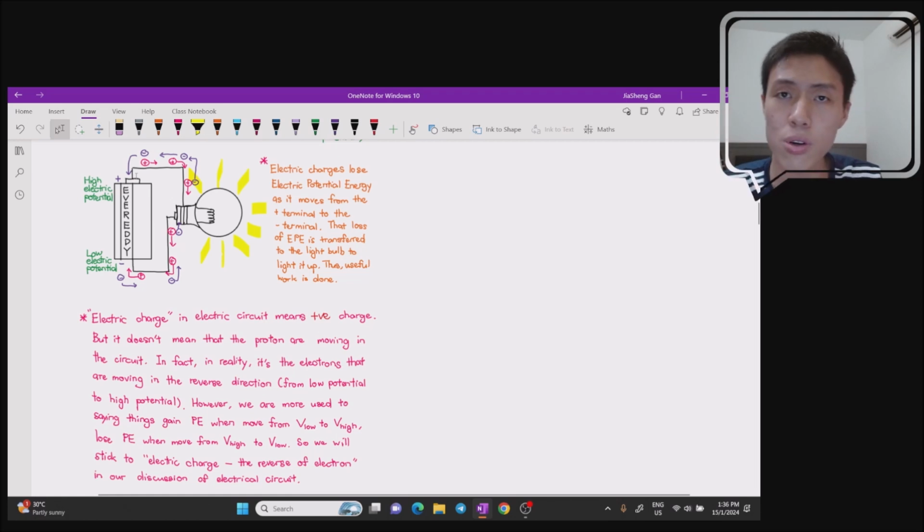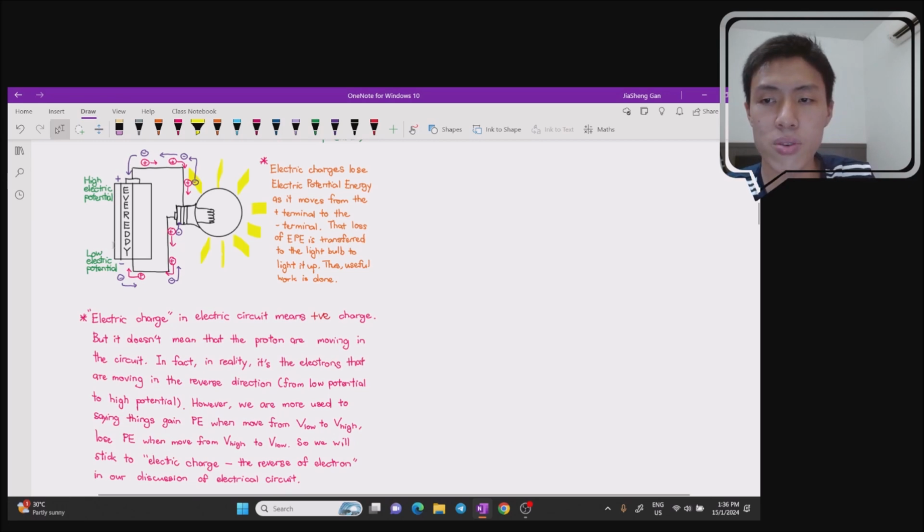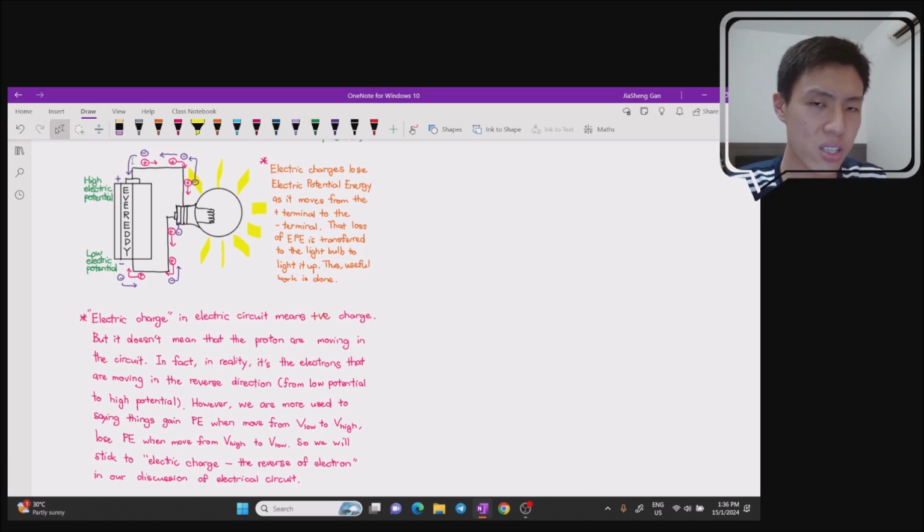Does it match with what we know about real life? In real life, for us to lose energy is if we drop an object, it goes from higher ground to lower ground, and it loses gravitational potential energy. But here, electrons lose energy when they go from low to high, which is again the reverse of what we usually perceive in our daily life. So because it's so unnatural to think about it in a reverse way, what we do is we won't talk about current, or we won't talk about charges, as the actual electrons.